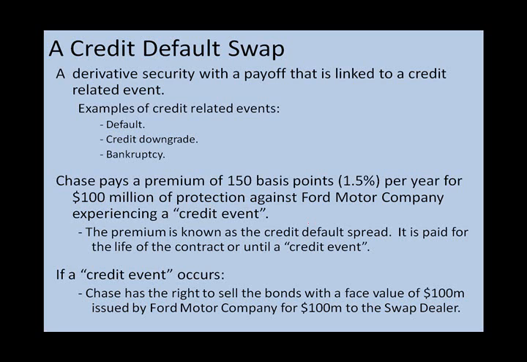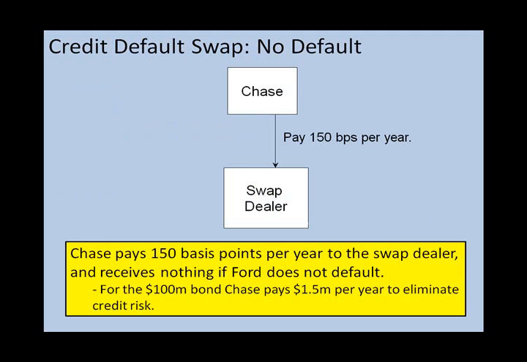It's a bit like a put option, because Chase can put the bond back to the swap dealer, and the swap dealer has to pay the face value of the bond, even though the bonds are no longer worth the face value. Here's what happens with this credit default swap. There are two scenarios, one in which there is no default and one in which Ford does default. In the no default case, Chase pays 150 basis points per year to the swap dealer, and the swap dealer pays nothing to Chase. For the $100 million bond, Chase is paying $1.5 million a year to eliminate credit risk.